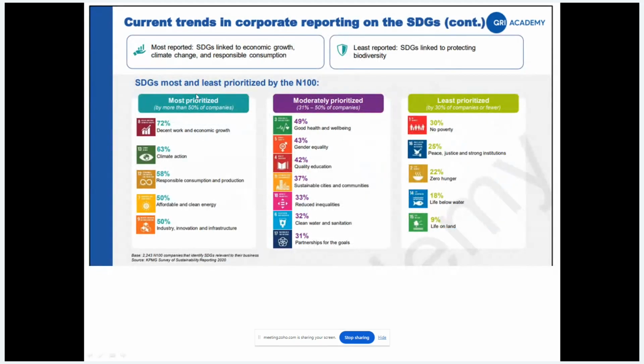So this is now how SDGs are most and least prioritized by the N100. There are 52 countries, and the top 100 companies have been considered for preparation of this document. Priority wise, the most prioritized SDGs are decent work and economic growth, climate action, responsible consumption and production, affordable and clean energy, industry, innovation, and infrastructure. If you see these, people directly see tangible benefit of these. So the priorities have been set in that manner only.